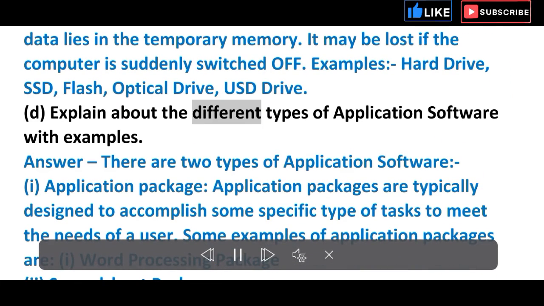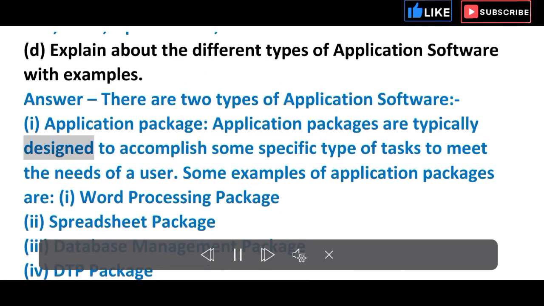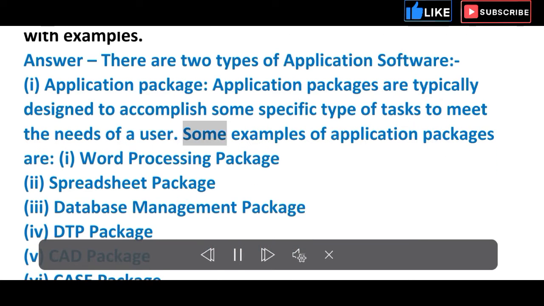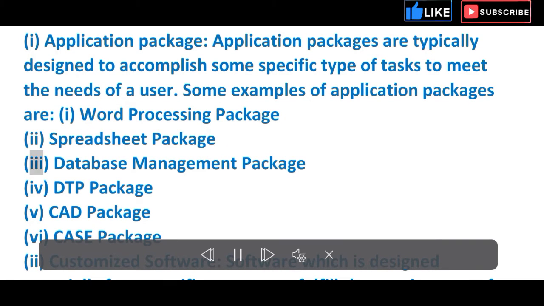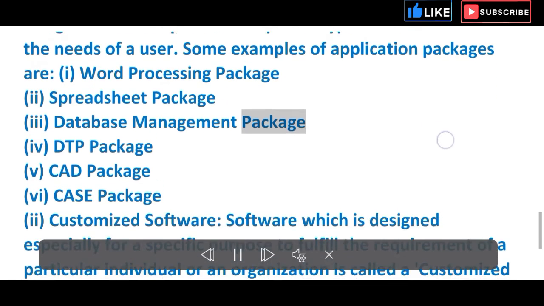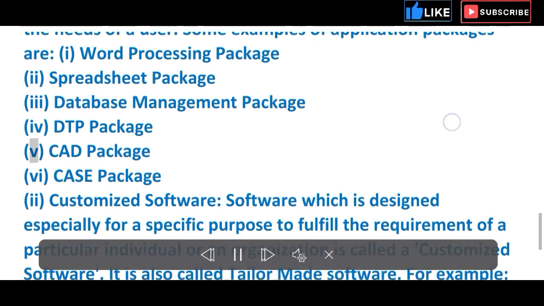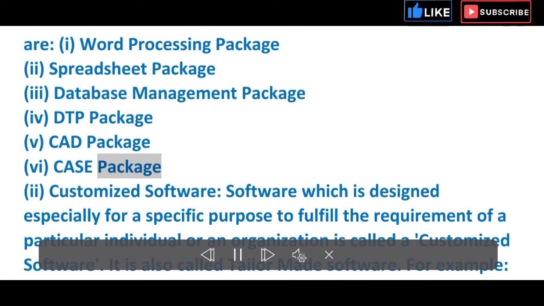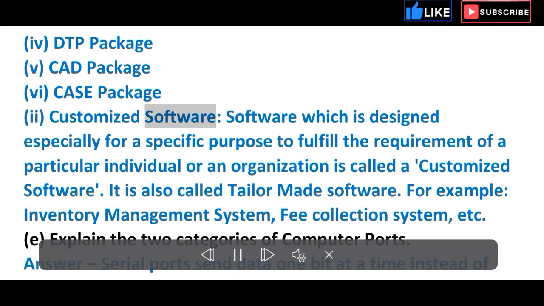D. Explain about the different types of application software with examples. Answer: there are two types of application software. I. Application package. Application packages are typically designed to accomplish some specific type of tasks to meet the needs of a user. Some examples of application packages are I. Word processing package. II. Spreadsheet package. III. Database management package. IV. DTP package. V. CAD package. VI. CASE package.